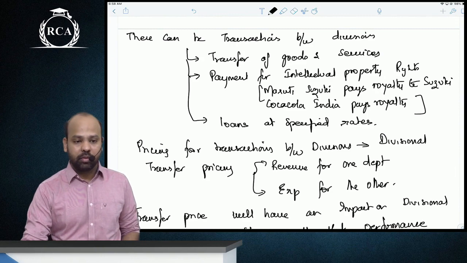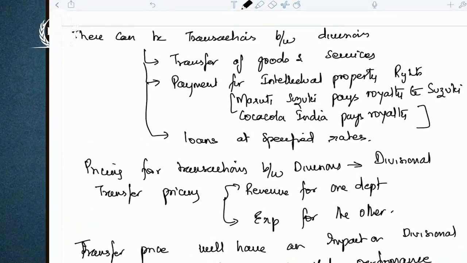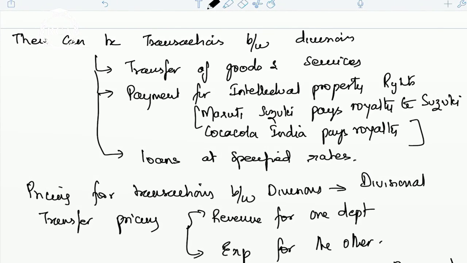Okay, everyone copy this. We do not have a second and third point. We only have loans at specified rates.